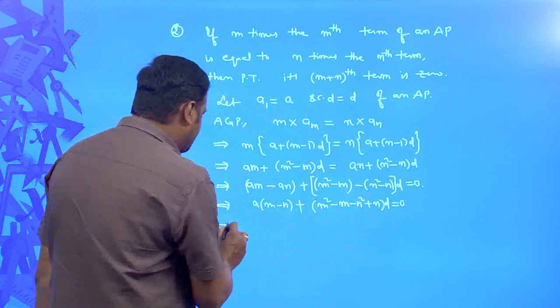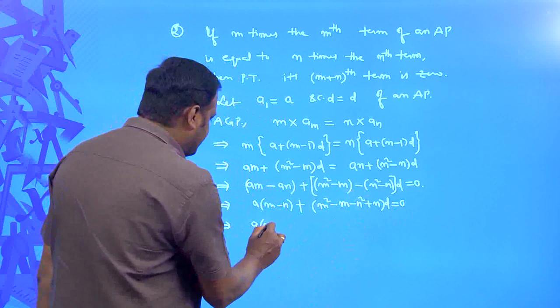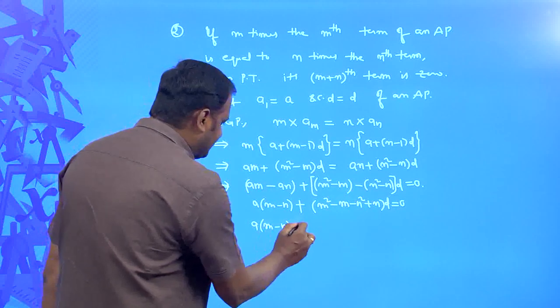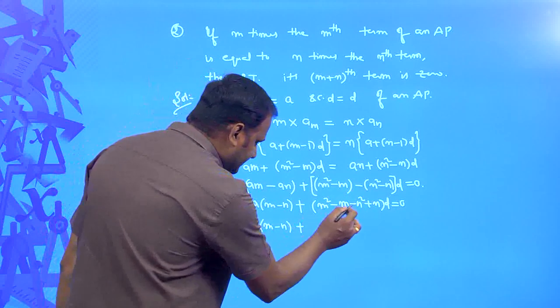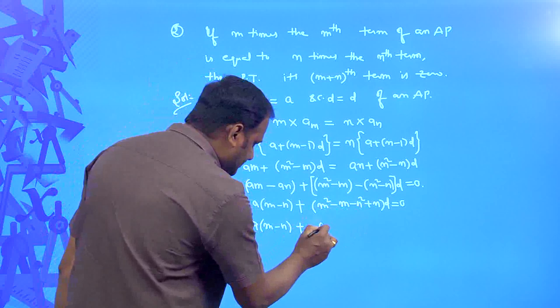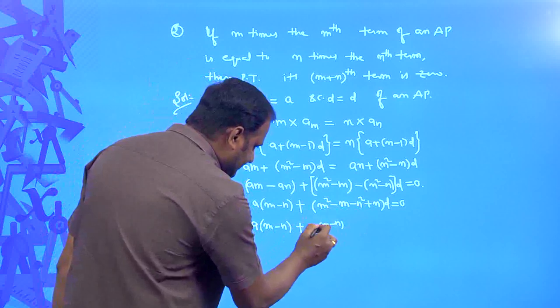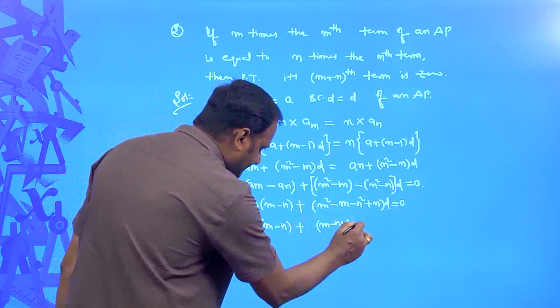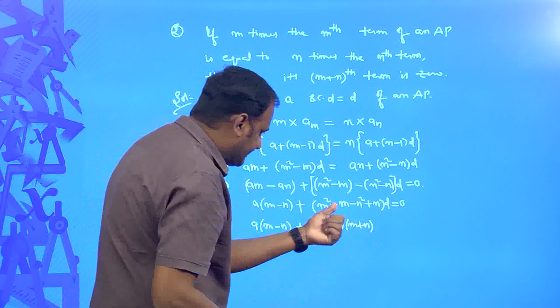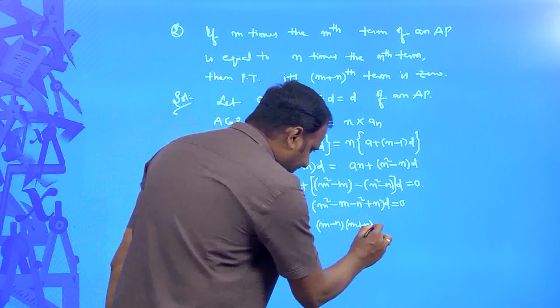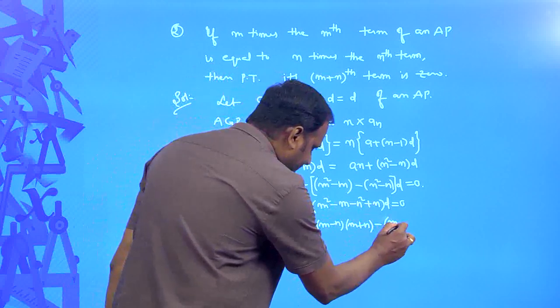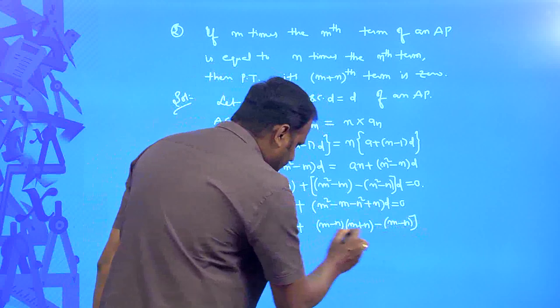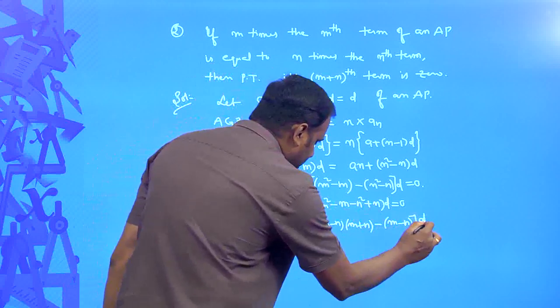So, then it is going to be a times m minus n plus, see, this m square minus n square, I am writing m square minus n square as m minus n times m plus n. This is minus m, this is plus n. I am taking one minus common, remaining m minus n into d is equal to 0.